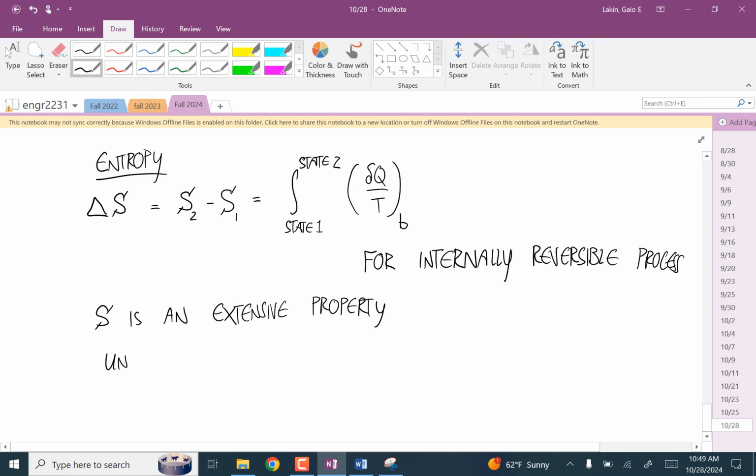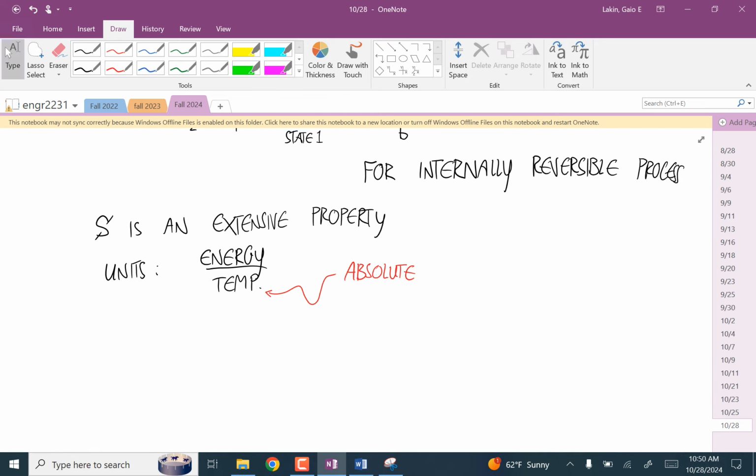The units of entropy are energy over temperature. This temperature has to be an absolute temperature. The SI units then are joules per Kelvin.